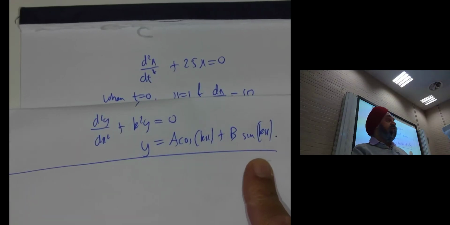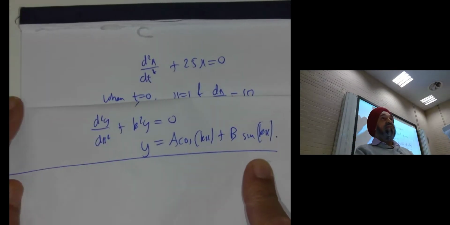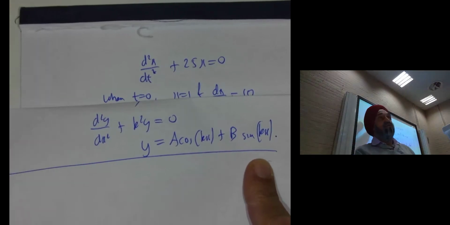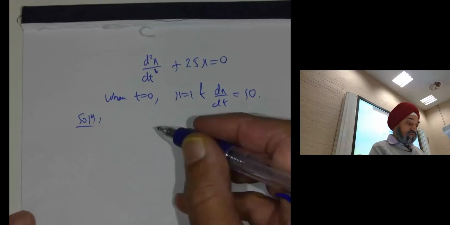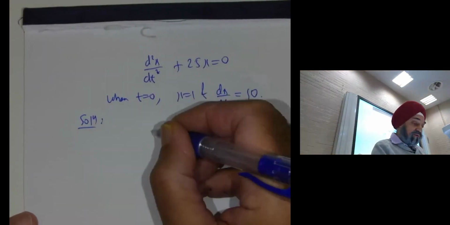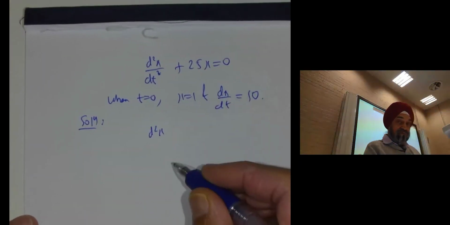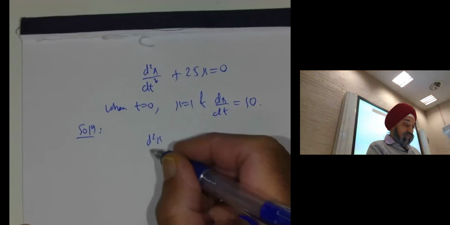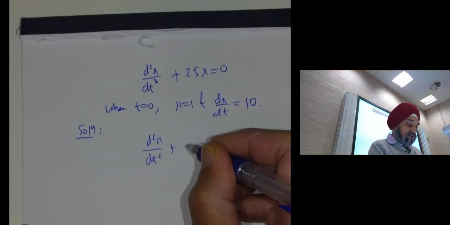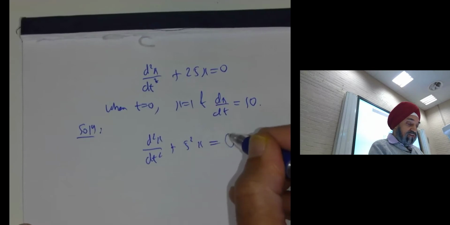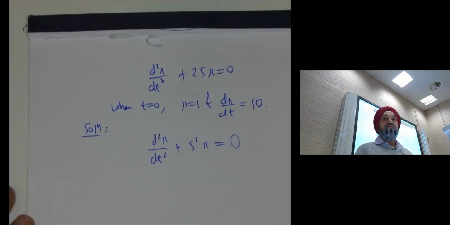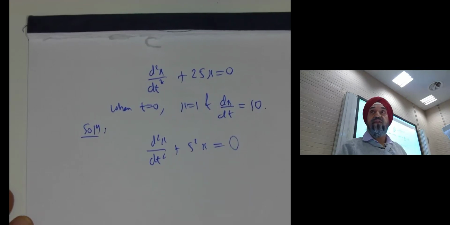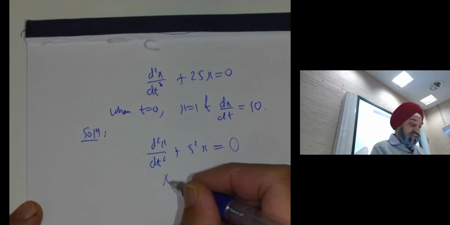So what do we have? Have we got that in this case or not? How can we write that? We can put it as 5 squared. Exactly. We can write d squared x/dt squared plus 5 squared x is equal to 0. That's my k, isn't it? So k is equal to what? k is equal to 5. So my x is equal to what?